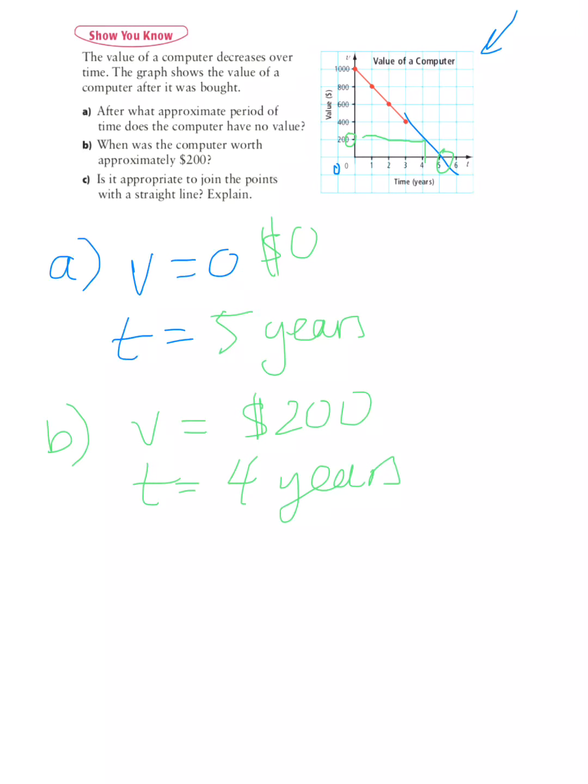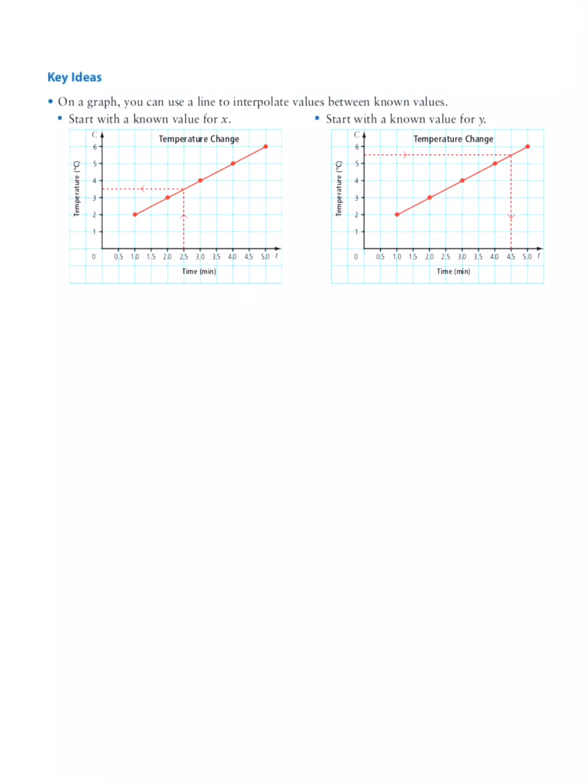And then we're also going to skip part C here. Okay, so that is basically it. So the key ideas here are interpolation and extrapolation. So you can use a line to interpolate values between known values.